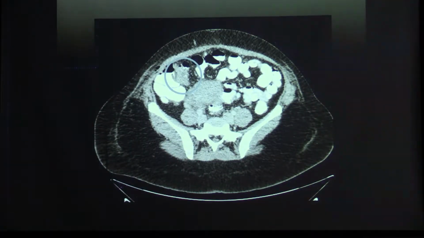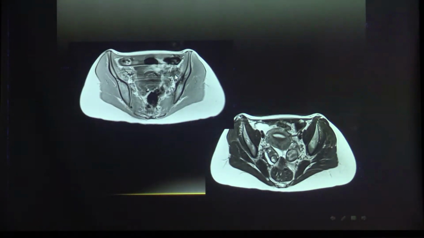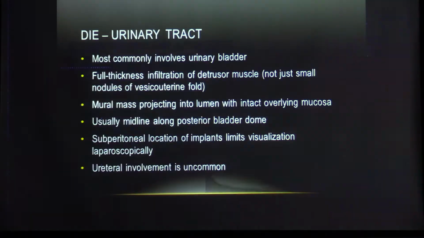Here we can see an example of an endometriotic implant in the ileocecal valve region. And here is an example of the pyramidal shaped nodule, here on T1 and here on T2. You can see a very distinct, very classic shape.